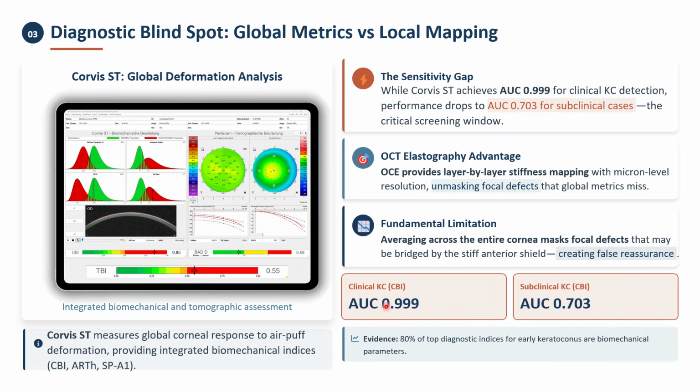This is another demonstration of the difference between the Corvus ST and OCT elastography. In Corvus, as I said, we measure the whole deformation that happens to the cornea. So when we estimate the corneal biomechanical property, we speak about the global biomechanical property of the cornea as a whole, but not layer by layer as we see in OCT elastography. So in Corvus ST, it is more precise.